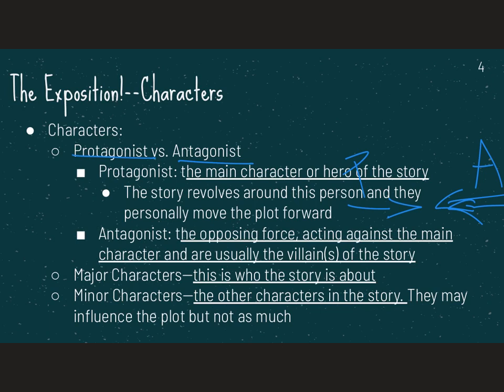The main characters are just who the story is about. They're the ones that move the story forward, and then our minor characters are the other people in the story. They may influence the plot, but not nearly as much.